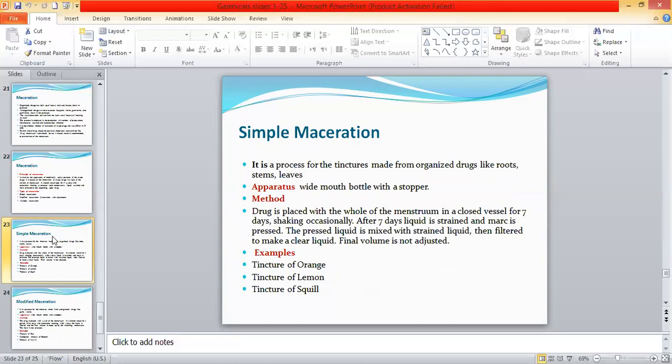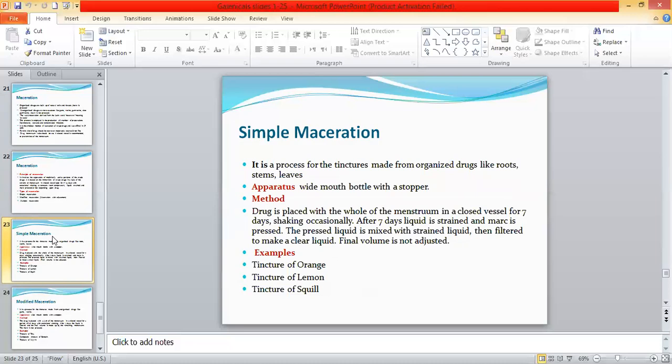Simple maceration is a process for the tinctures which are made from the organized drugs like roots, stems, and leaves. The apparatus consists of a wide mouth bottle with a stopper. And what is the method of simple maceration? The drug is cut down into small pieces, and then it is placed in a closed vessel for 7 days. Menstruum is also added to it, and occasional shaking is done during these 7 days. After 7 days, the liquid is strained, the marc is pressed, and the pressed liquid is mixed with the strained liquid, and then it is filtered to make a clear liquid, and the final volume is not adjusted.